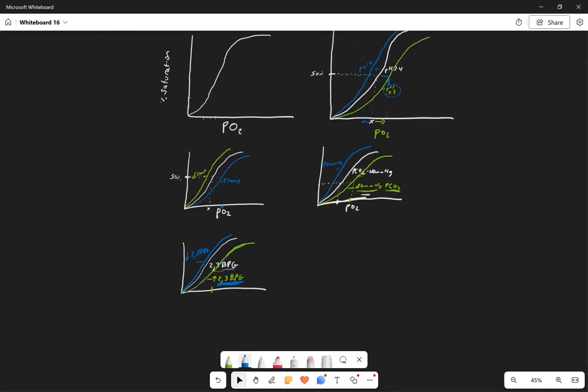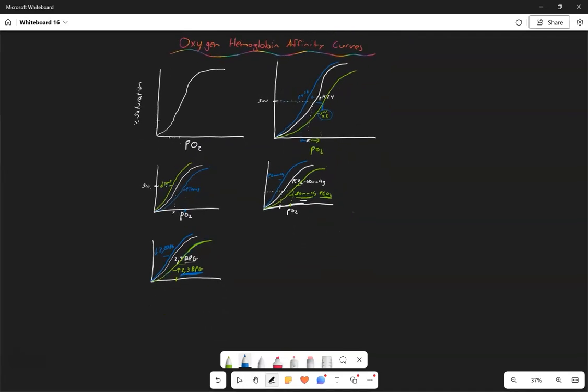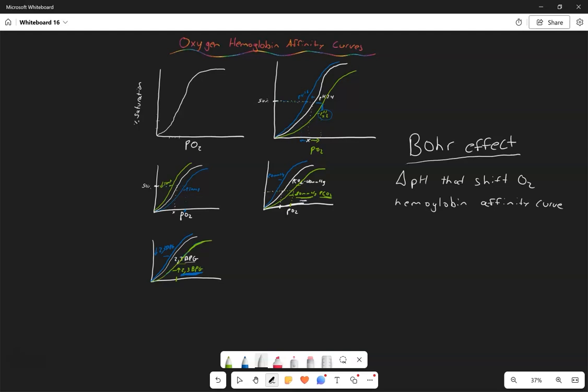Okay, so all of these are shifts in this oxygen hemoglobin affinity curve, and shifts in that curve are known as the Bohr effect. It's known as the Bohr effect. A lot of people, though, will limit the Bohr effect to changes in pH that shift the oxygen hemoglobin affinity curve. Okay, so depending on who you talk to, the Bohr effect, they might refer to any changes or shifts in the oxygen hemoglobin affinity curve, or they might specifically refer to pH.